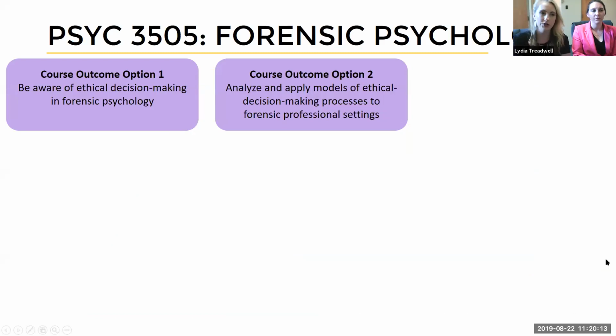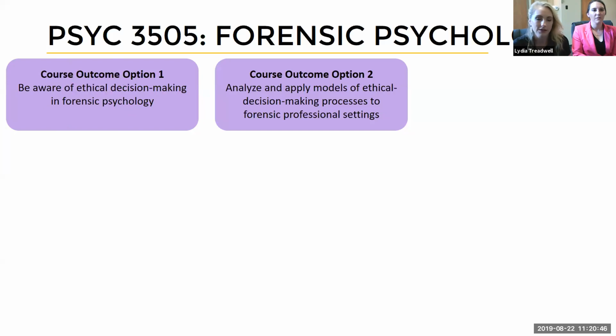So we wrote out two different outcomes. And I want you to ask yourself, which one is measurable and observable? So the first one, option one, be aware of ethical decision-making in forensic psychology. And the second one, analyze and apply models of ethical decision-making processes to forensic professional settings. And one thing I've heard from students before is sometimes the longest answer is usually the rightest. So course outcome option one is not measurable and observable.